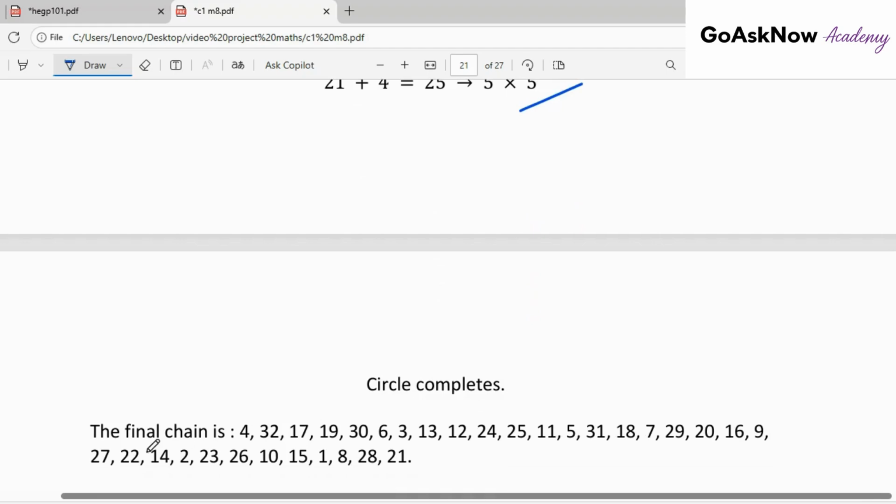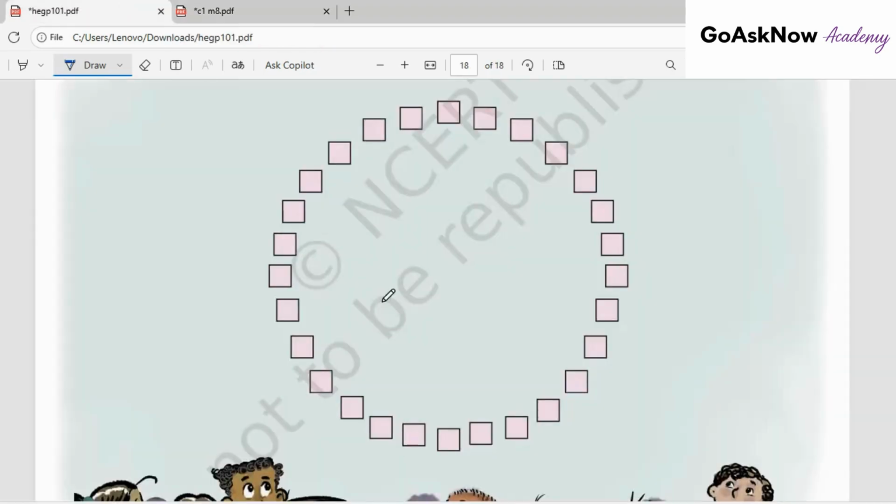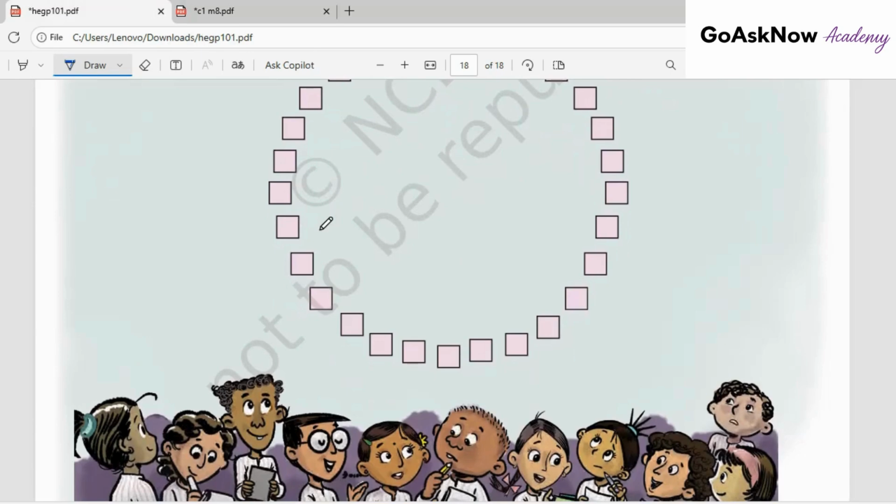The circle completes. The final chain is 4, 32, 17, 19, 30, 6, 3, 13, 12, 24, 25, 11, 5, 31, 18, 7, 29, 20, 16, 9, 27, 22, 14, 2, 23, 26, 10, 15, 1, 8, 28, 21. These values will be arranged in the circle. This is the answer.